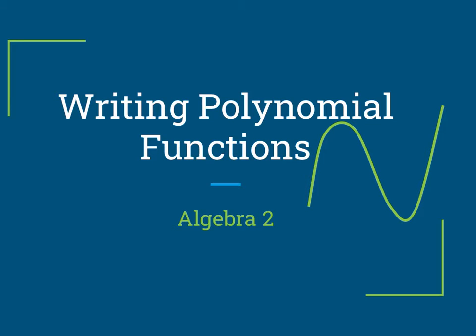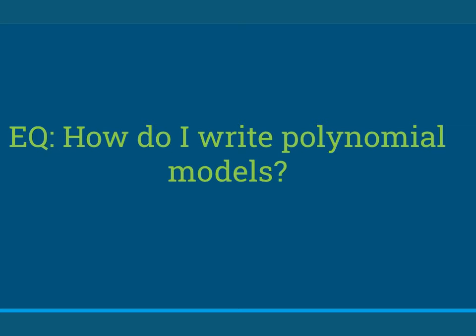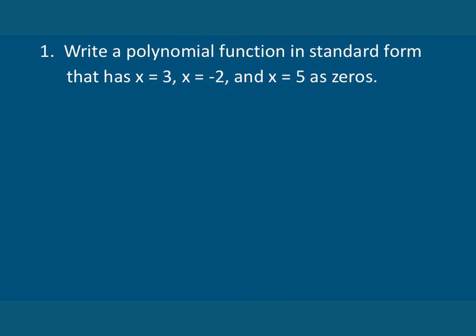In this lesson, you're going to learn how to write polynomial functions. So let's illustrate this with an example. The first one, we're told to write a polynomial function in standard form that has the following zeros. And we're told it has zeros of x equals 3, -2, and 5.